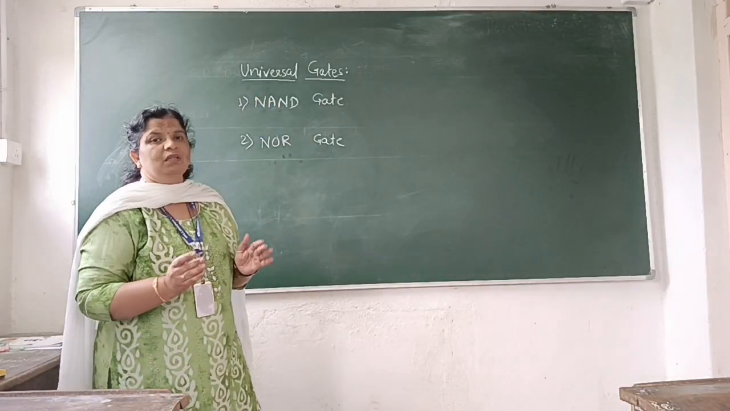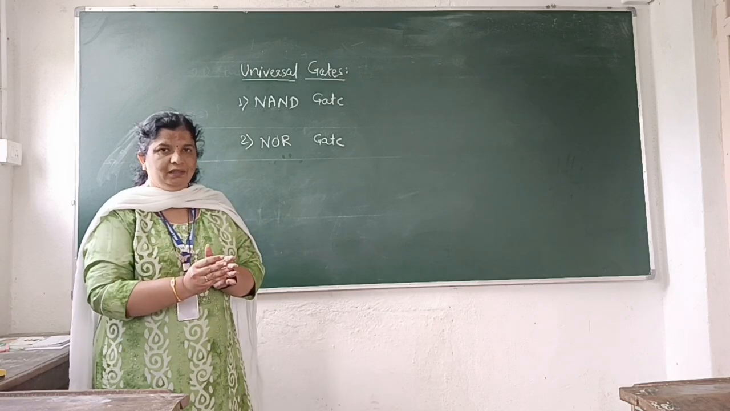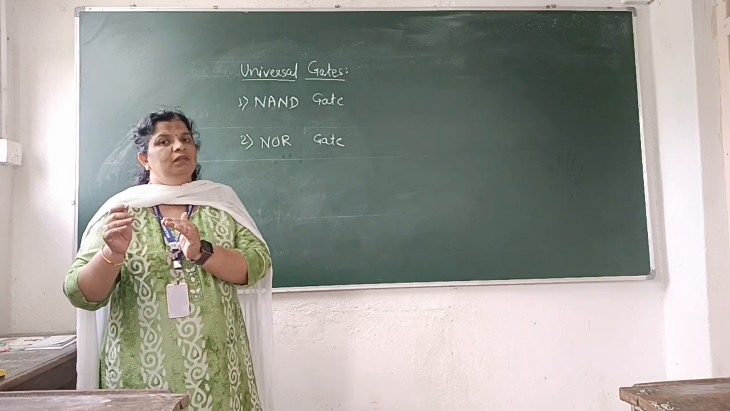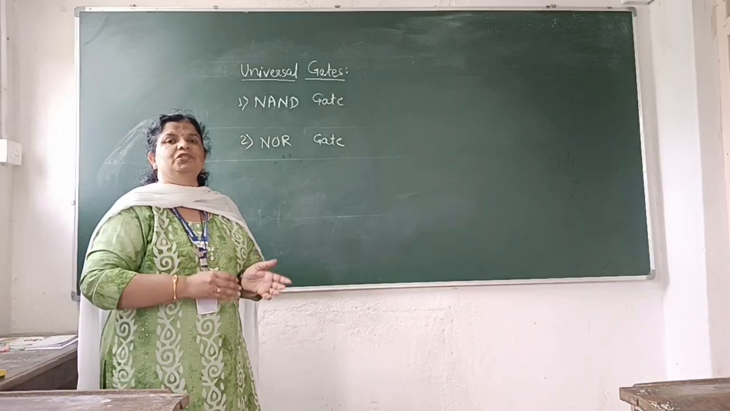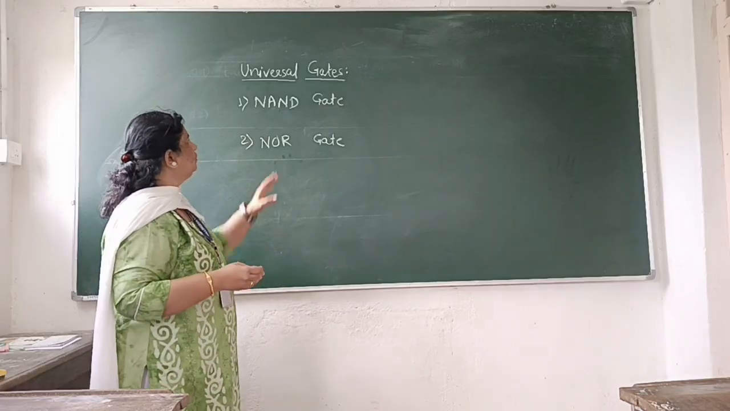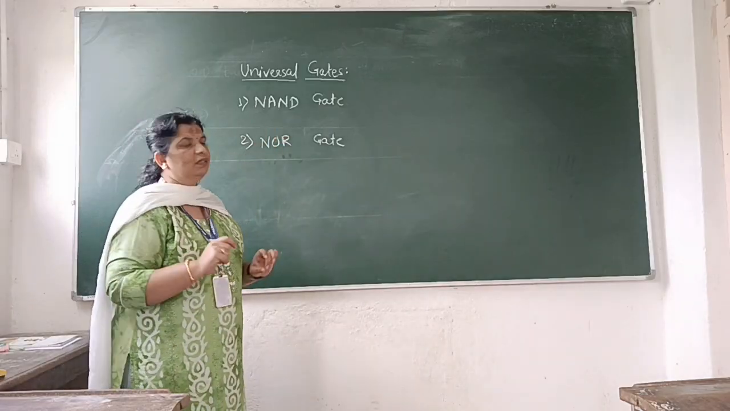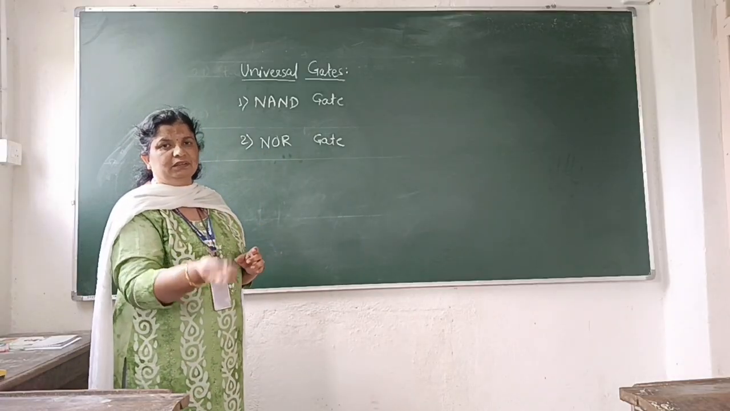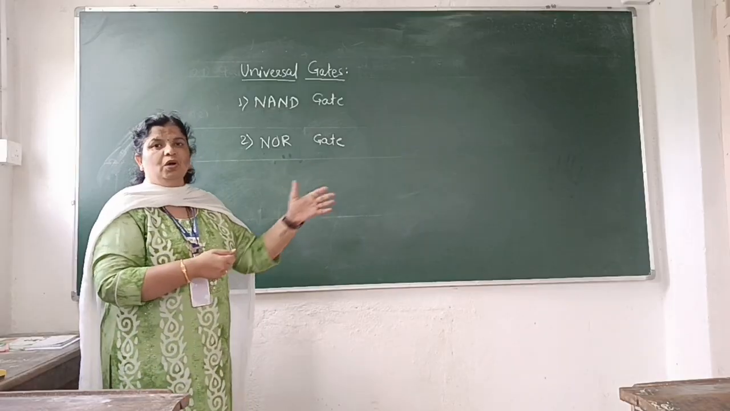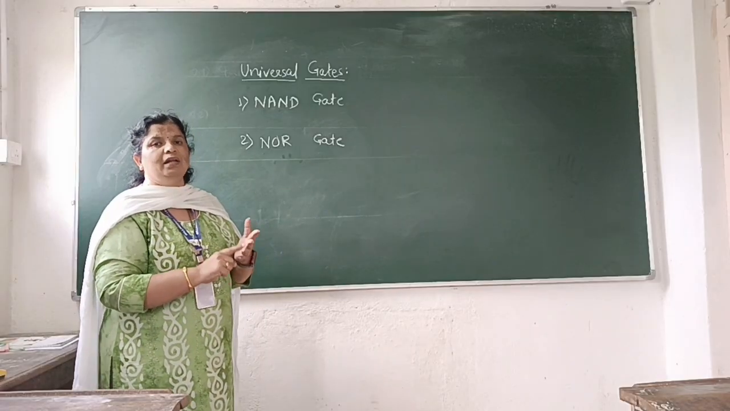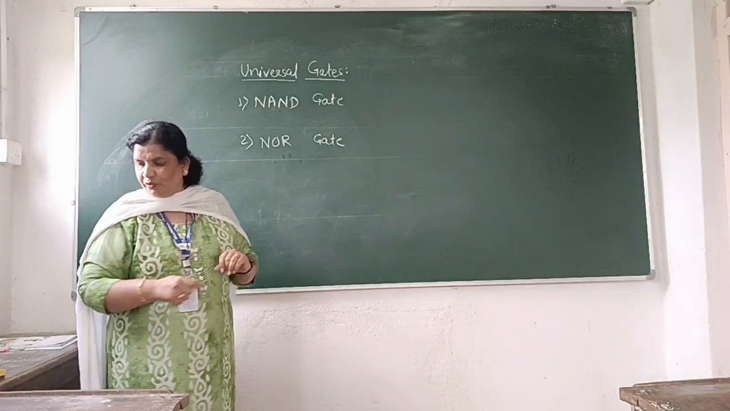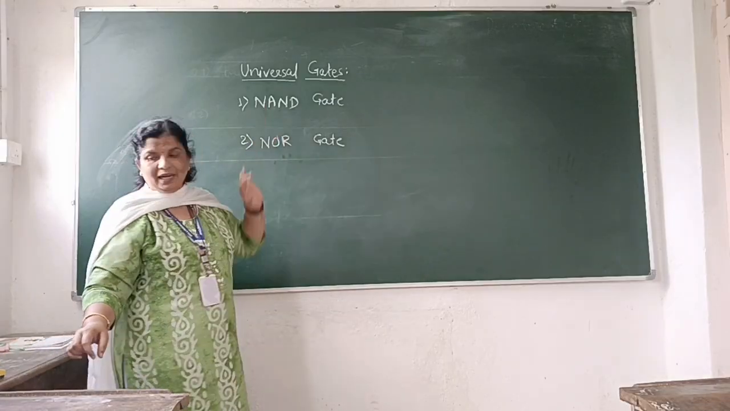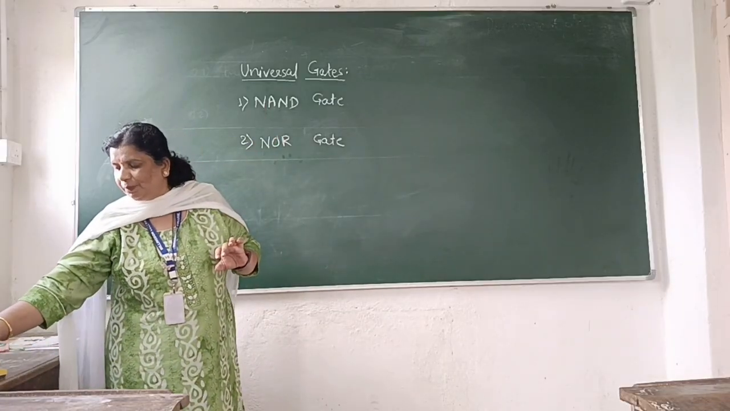That means when we use only NAND gate, we can construct the circuit for AND gate, the circuit for OR gate, and also the circuit for NOR gate. Similarly, using NOR gate, we can design the circuits for all three basic gates, that is OR, AND and NOR gate. One by one we are going to discuss here, and in this video particularly I am going to focus on how NAND gate is used to construct the basic logic gates.